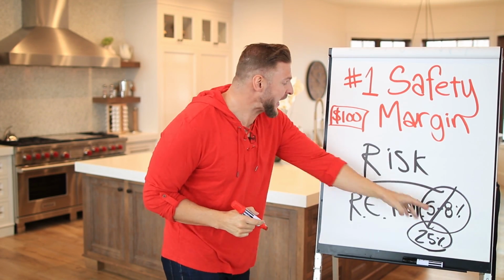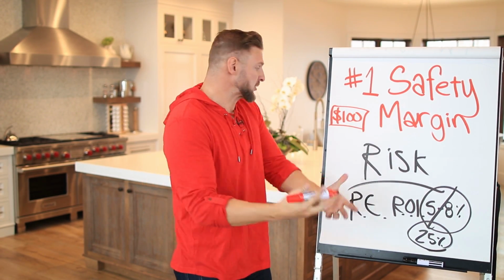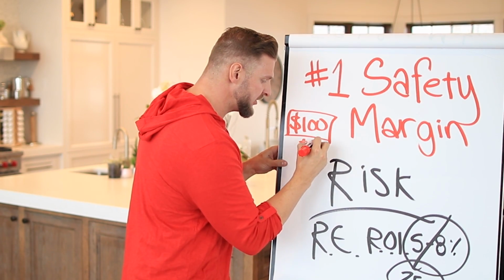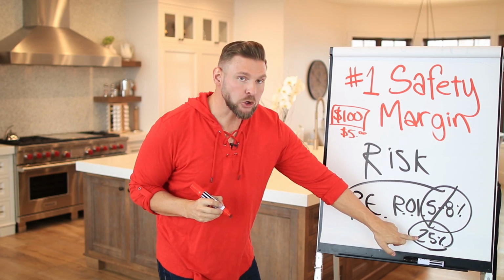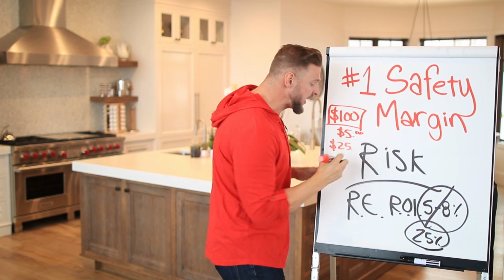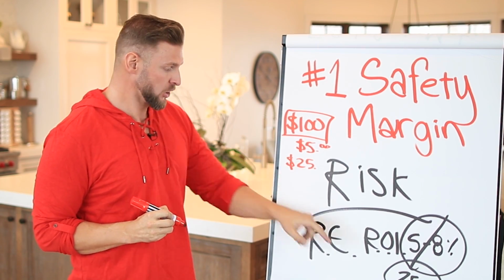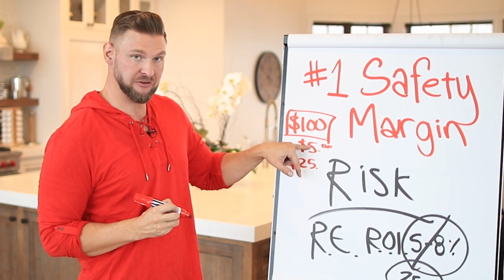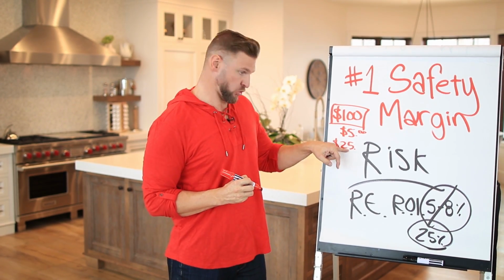And if you were earning 5% on $100, then your return would be $5. If you were earning 25%, your return would be $25. Which one's bigger? 25%. $25 is bigger than 5. Which one is safer? 25.